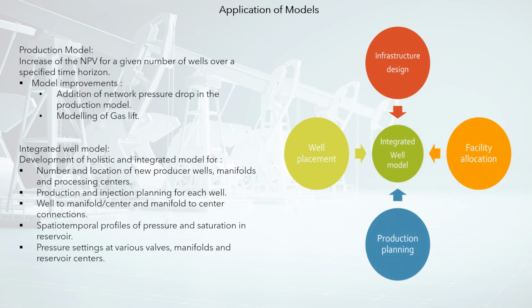Application of models. Production model: increase of the NPV for a given number of wells over a specified time horizon. Model improvements: addition of network pressure drop in the production model, modeling of gas lift. Integrated well model: development of a holistic and integrated model for number and location of new producer wells, manifolds and processing centers. Production and injection planning for each well. Well to manifold center and manifold to center connections. Spatiotemporal profiles of pressure and saturation in reservoir. Pressure settings at various valves, manifolds and reservoir centers.